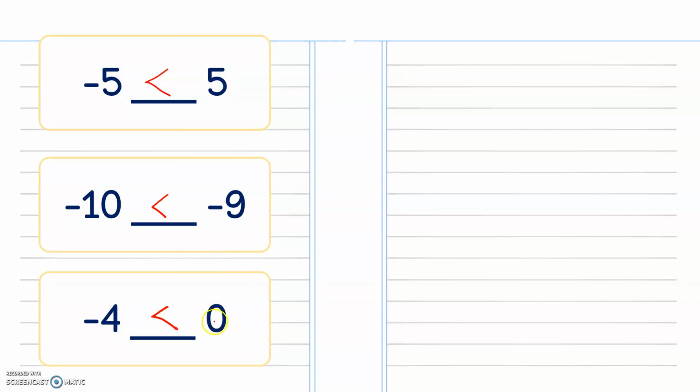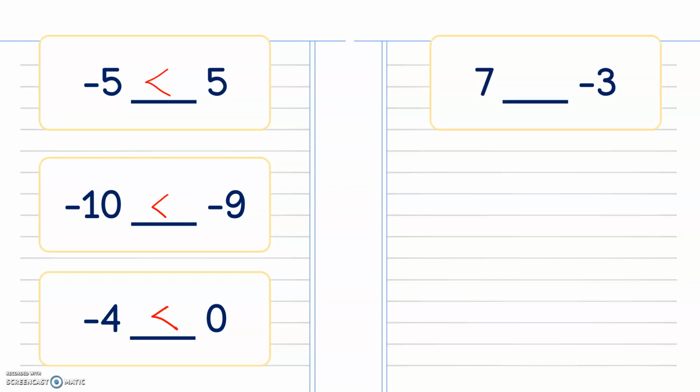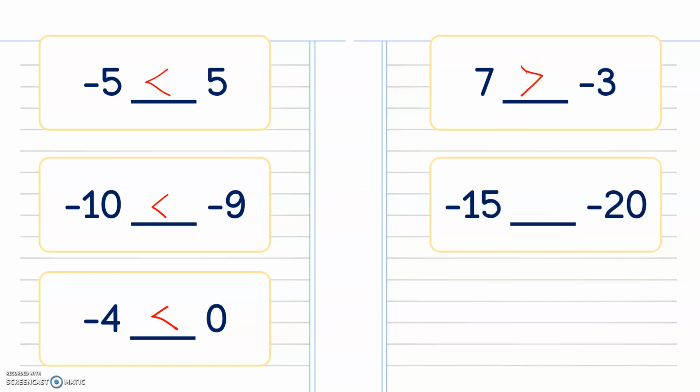Remember, the numbers on the left side of 0 are negative integers, and as you move further to the left of 0, the number gets smaller, or the value of the integer gets smaller. Next, 7 and negative 3. Again, positive integers will always be greater than negative integers.